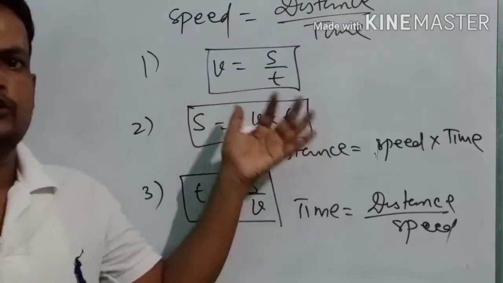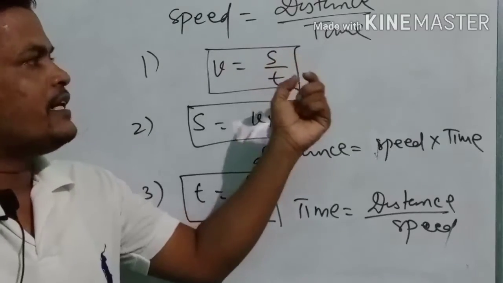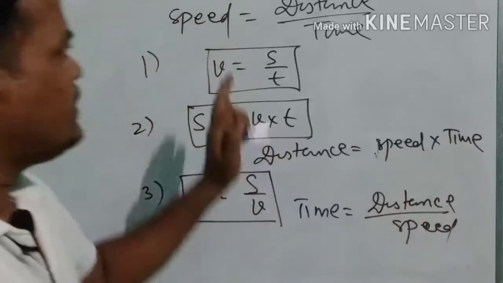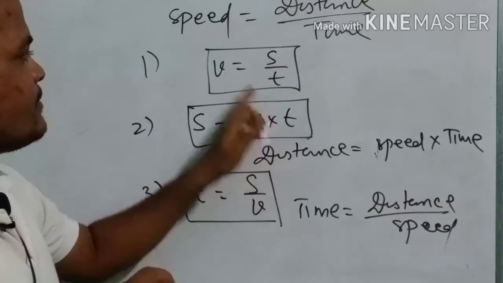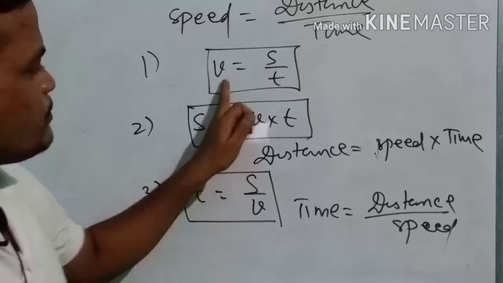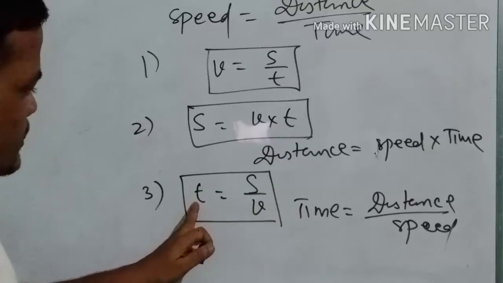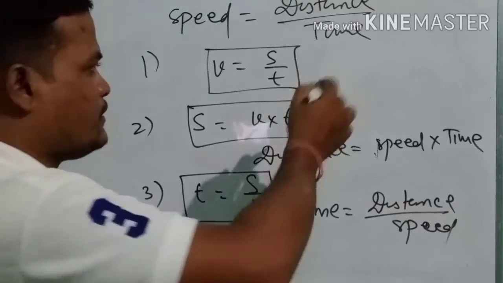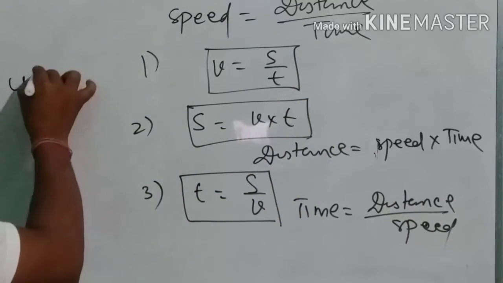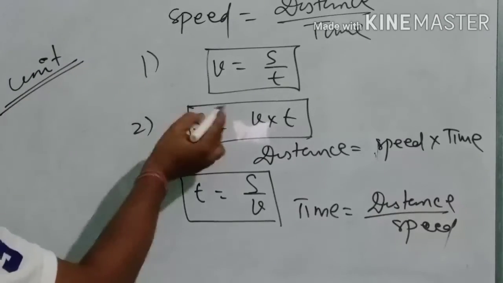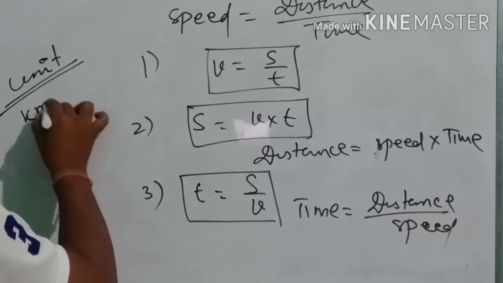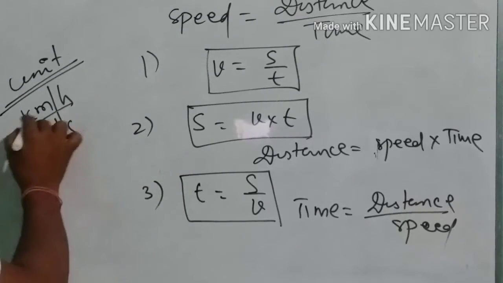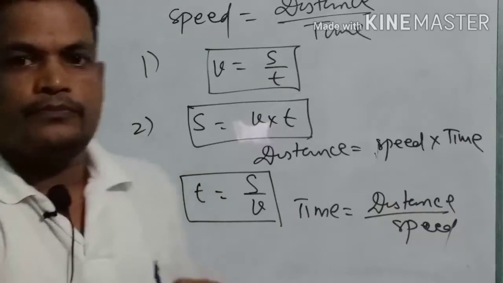We have to keep in mind these formulas in order to calculate the speed, time and distance and related numericals coming from these areas. So first one is v is equal to s by t, that means distance by time. Second one, distance equal to speed into time, and next one is time equal to distance by speed. So friends, the unit of distance is taken, speed is either kilometer per hour or meter per second, as we have already discussed.